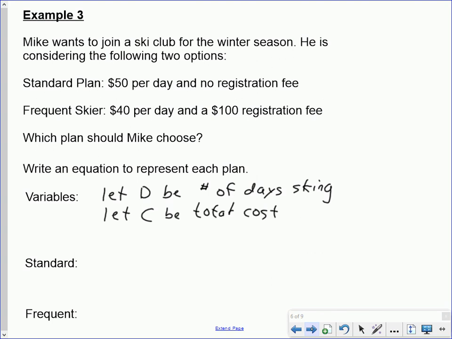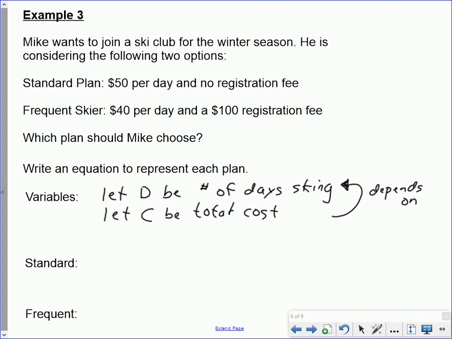Okay. And our total cost is going to depend on the number of days skiing. So we know which one is our dependent variable. C is our dependent variable, and D is our independent variable.